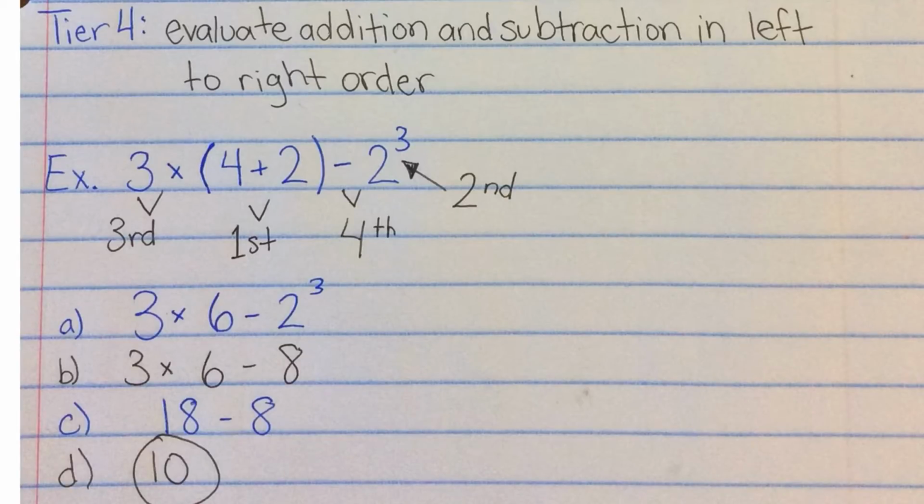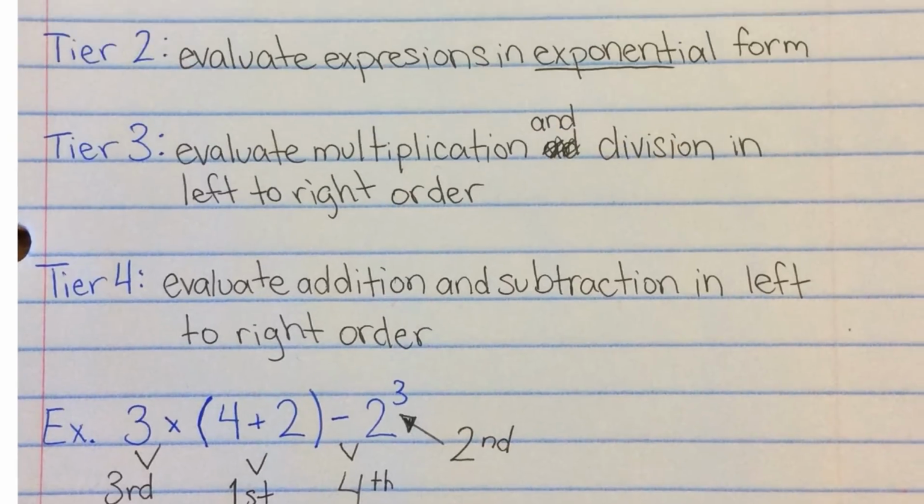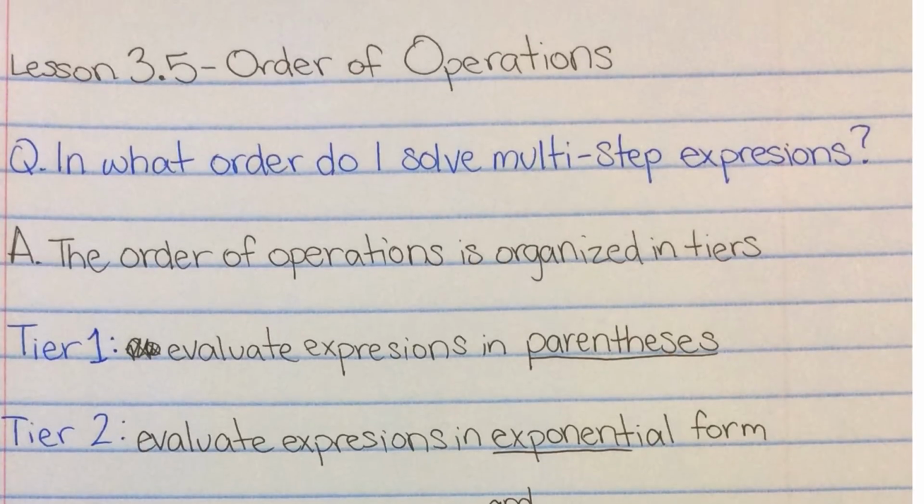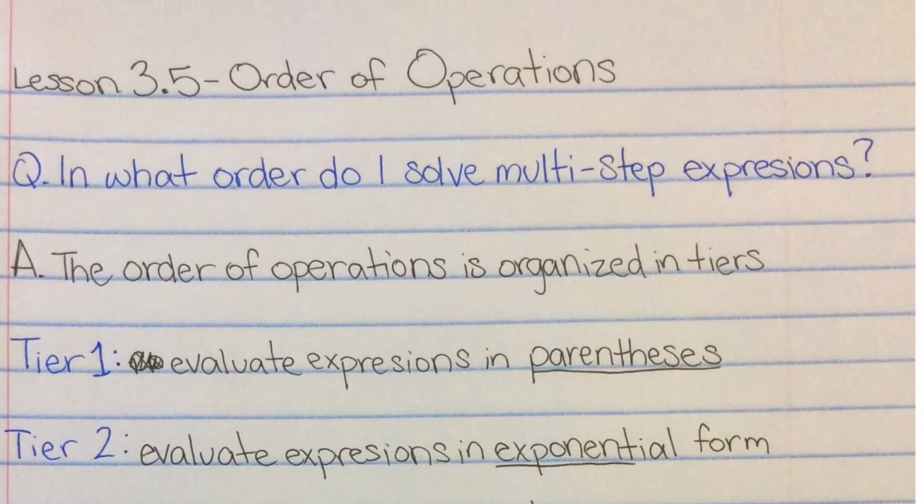Anyway, for this lesson, we are going to be looking at the order of operations. I know that you guys have seen this before, definitely on Wednesday worksheets, but today we're going to look at it a little bit more in depth. So the question is, in what order do I solve multi-step expressions? Okay, so basically, how do I solve a problem that has multiple problems in it?